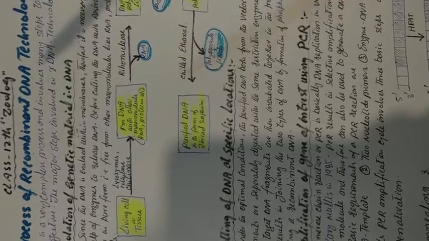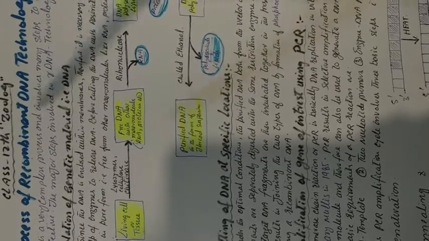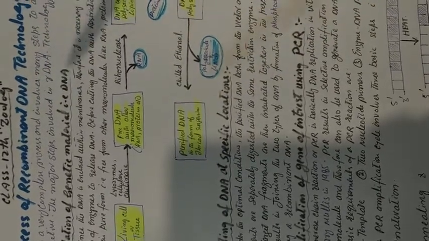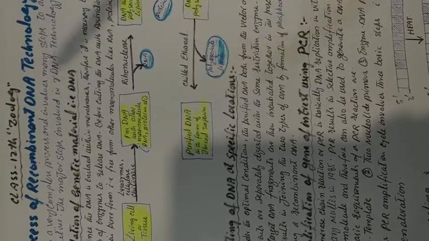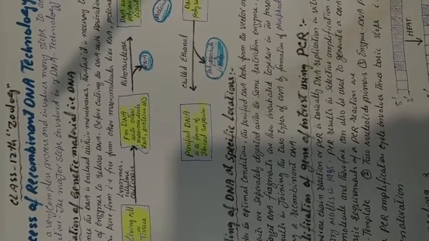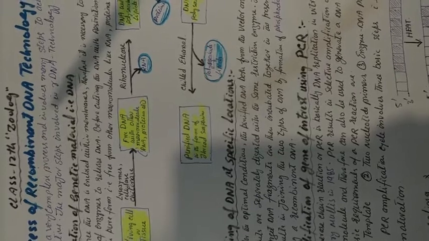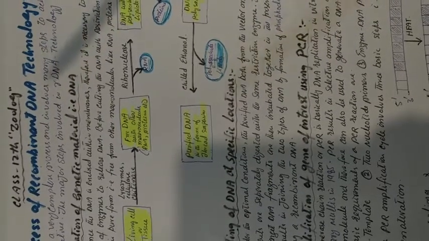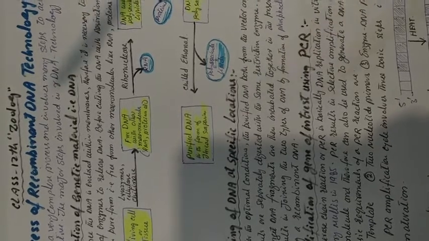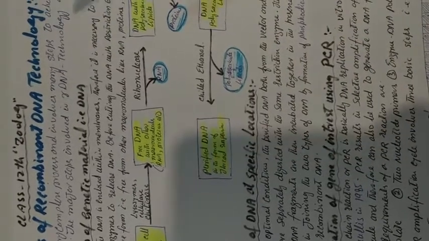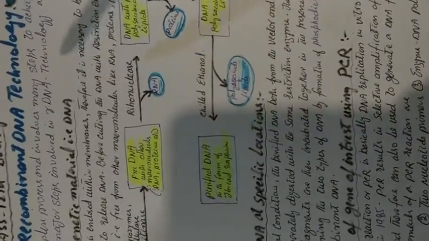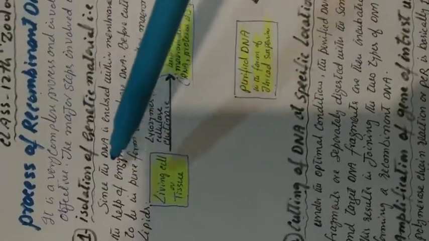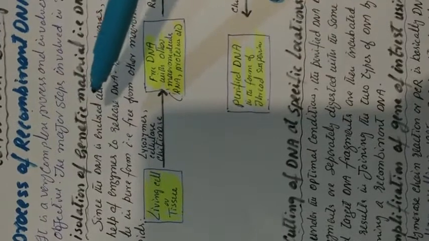My today's topic is the process of recombinant DNA technology. Recombinant DNA technology is a very complex process and involves many steps to achieve the desired objective. The major steps involved are: number first, the isolation of genetic material, that is DNA.